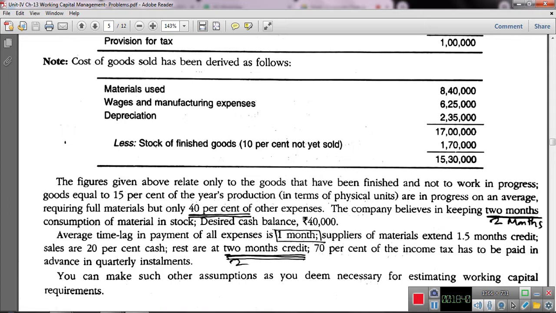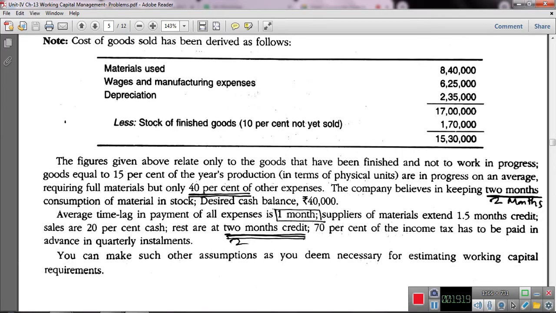You can make such other assumptions as you deem necessary for estimating working capital requirements, but I suggest you don't make any further assumption, just go ahead with the data given in the case. The approach is the same, but this case has some unique twists, and we need to know how to make the adjustments for them and then estimate each current asset and each current liability. Remember, we have learnt how to do the adjustments in the theoretical aspect. I have explained it in detail, and reading material is also shared.